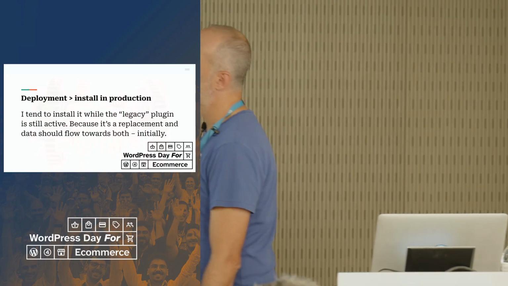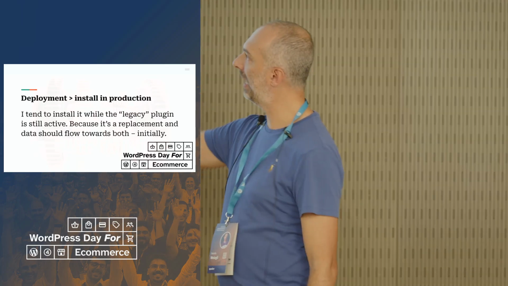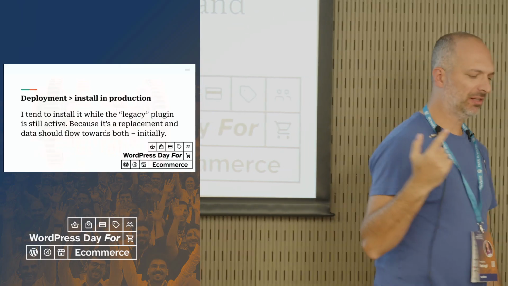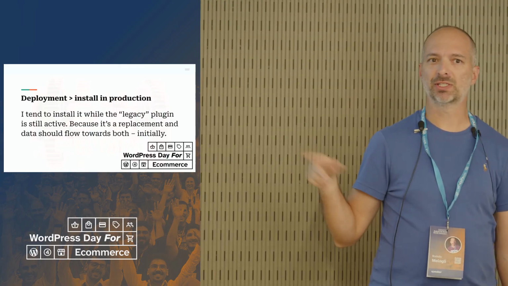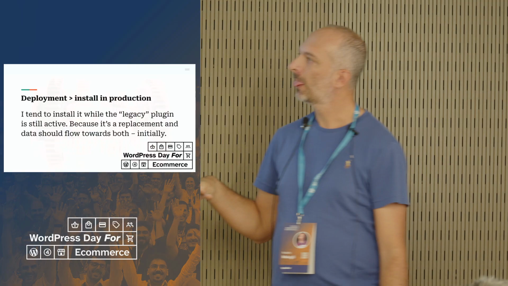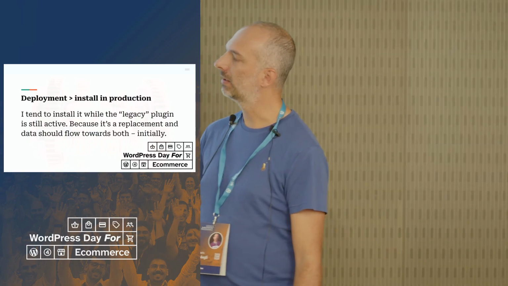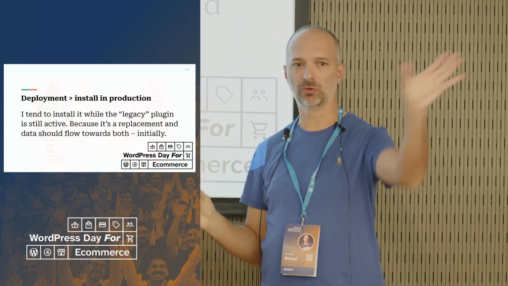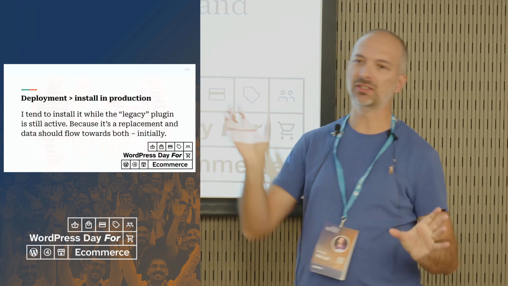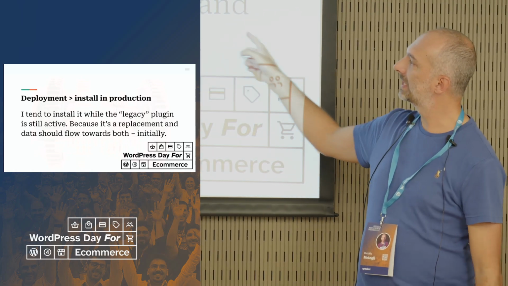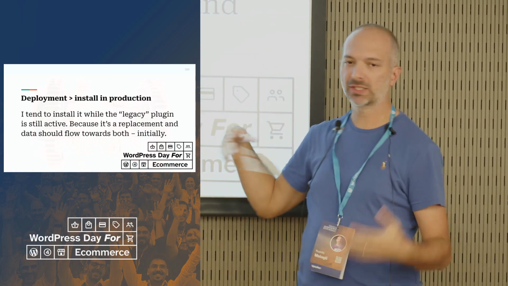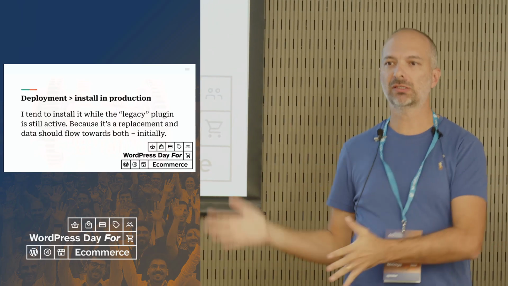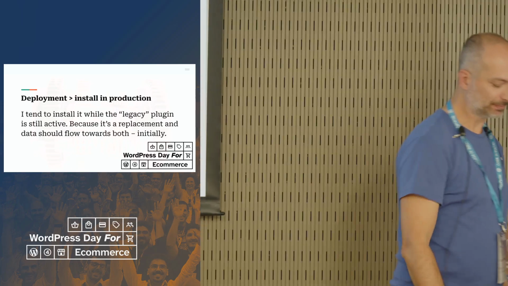Second, as I said, please install it in production while the legacy plugin is still active, because it's a replacement, and that's how HPOS is. If anyone is familiar with WooCommerce HPOS, it works in the same way. You basically activate it, and then data flows to both systems, the old WP posts table and the new HPOS table. Because it's a replacement, data should flow towards both, right? So I still keep Affiliate WP active while my custom system is also collecting the same data.